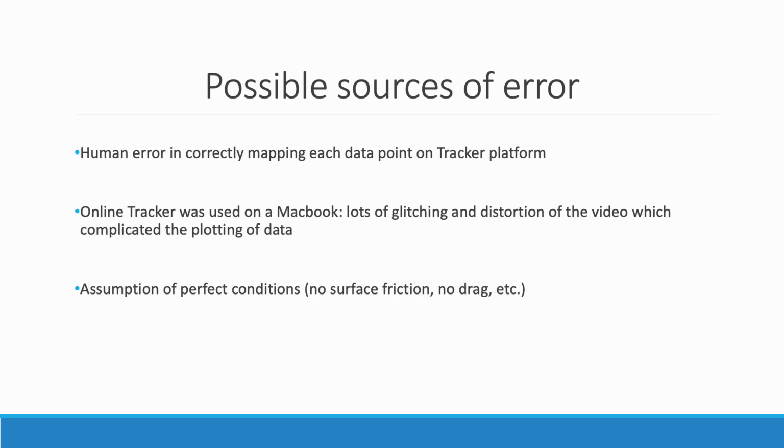And so the possible sources of error were human error incorrectly mapping each data point on the tracker platform, and also the fact that the tracker platform was used on a MacBook led to a lot of glitching and distortion of the video, which complicated the entire process. And also the assumption of perfect conditions, meaning no surface friction, no drag, etc.